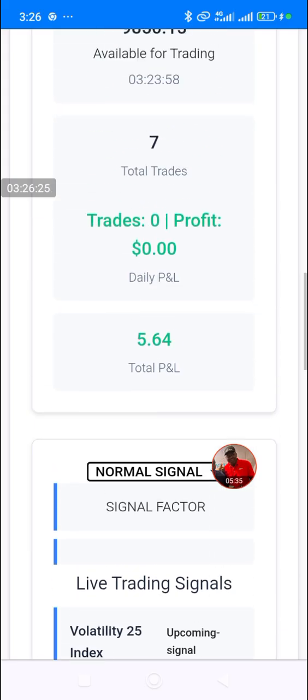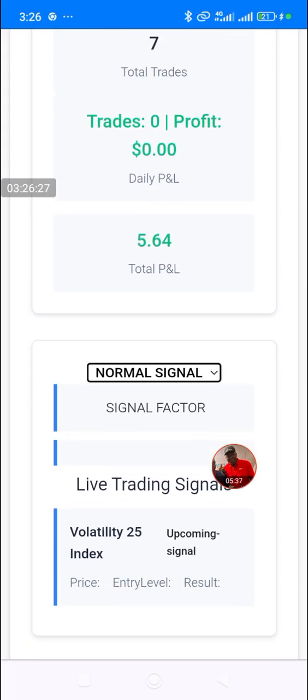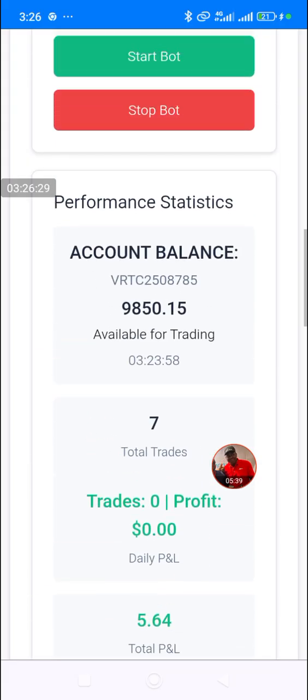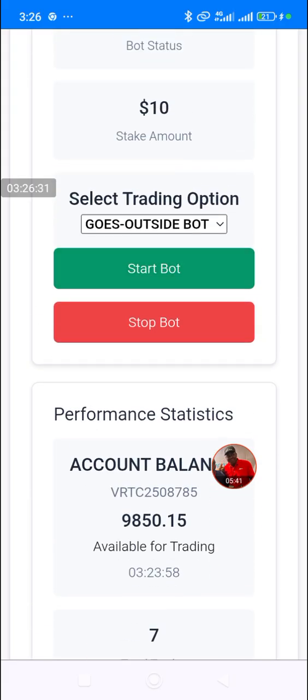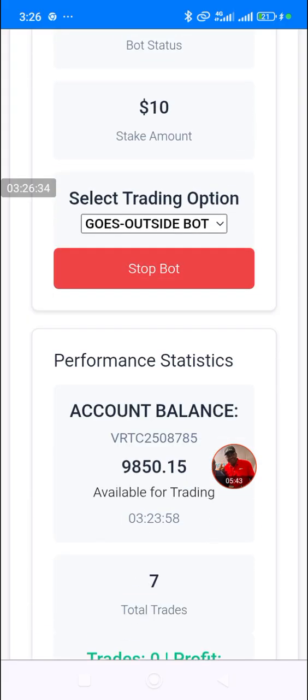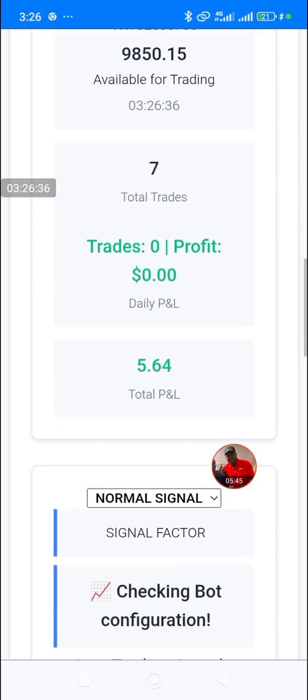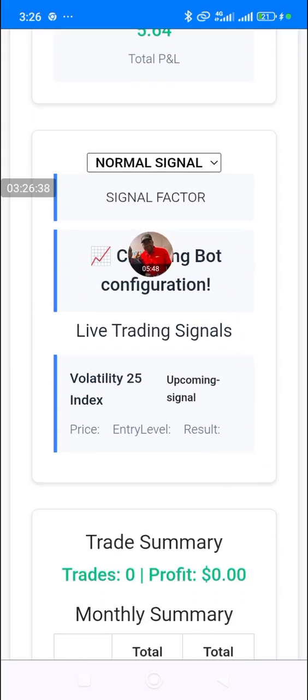Outstanding results. I'm confident about that one. And now, we're going to be running normal so that you can get to see how Goes Outside works. All I need to do is click the start button, which I've done. Then I scroll down. You can see here it says it's checking the bot configuration.